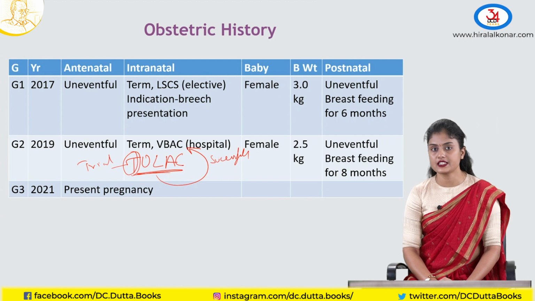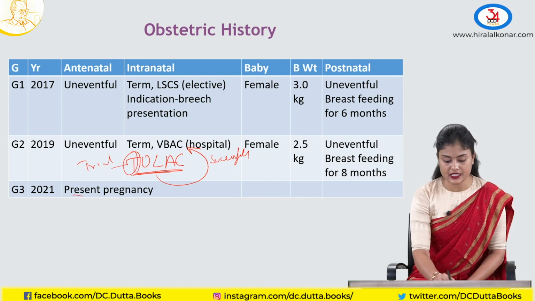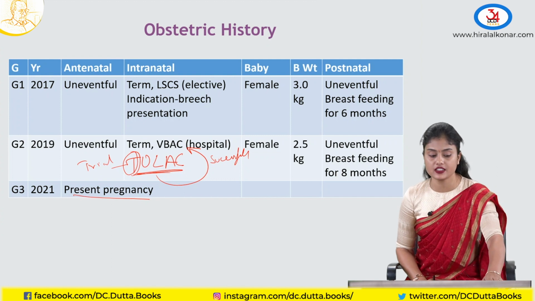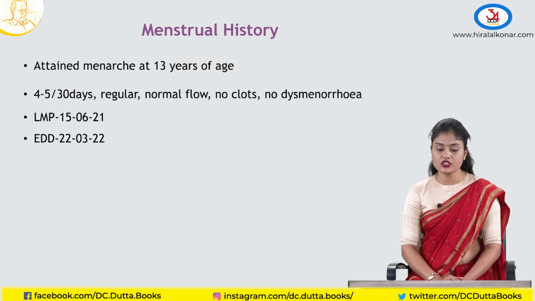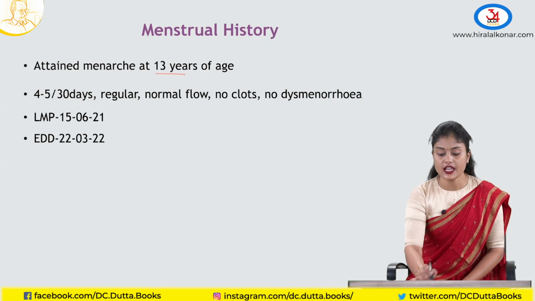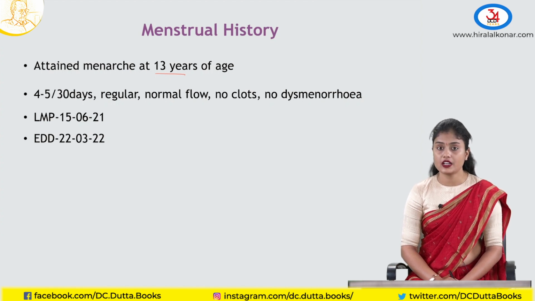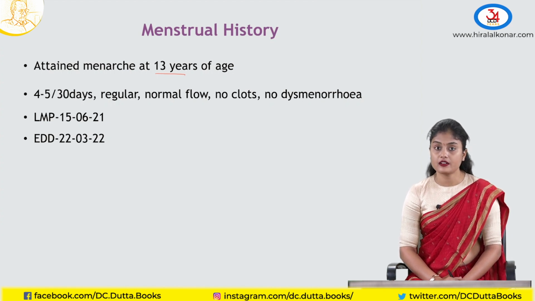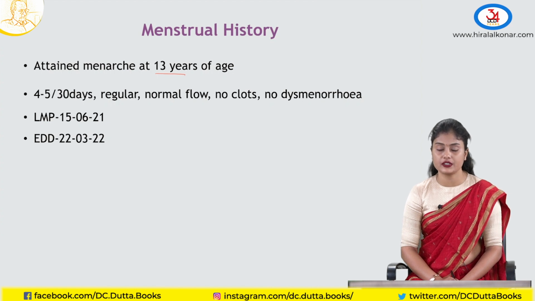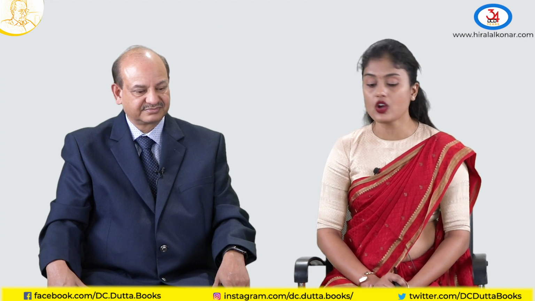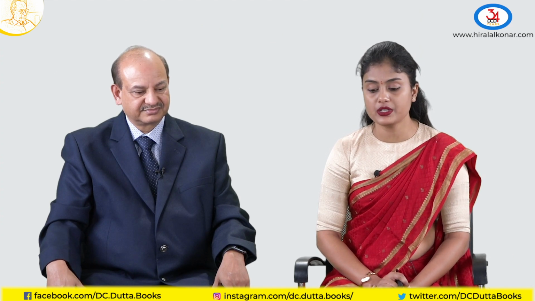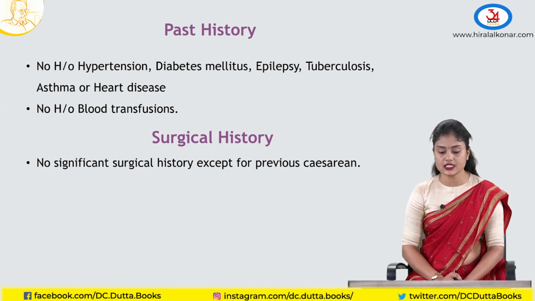This is her 3rd pregnancy, in the year 2021, and the present pregnancy is described with its 1st, 2nd and 3rd trimester. In her menstrual history, she attained menarche at 13 years, with 4 to 5 days of flow every 30 days, regular, normal flow, no clots and no dysmenorrhea. Her last menstrual period was on 15th June 2021 and by Naegele's formula, her expected date of delivery will be on 22nd March 2022.